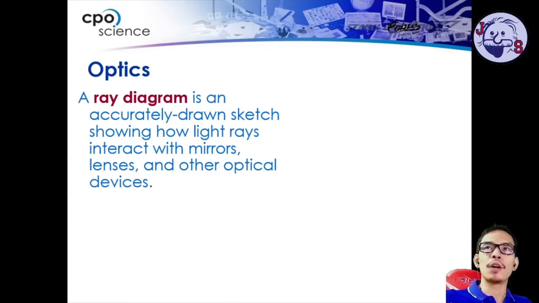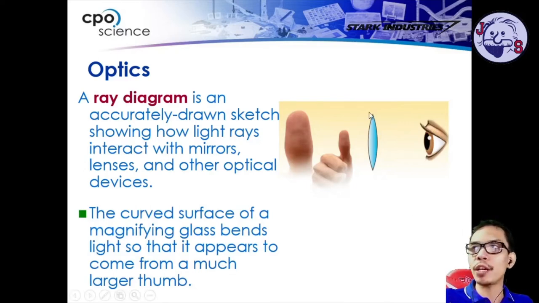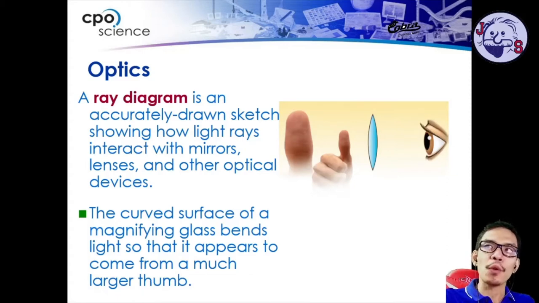Okay, so next one is the curved surface of the magnifying glass, which bends light so that an object appears much larger. What we have right here is an example of a lens. As you all know, if you are familiar with a magnifying glass, we are able to enlarge some objects that are very, very small. For example, we have here the thumb.